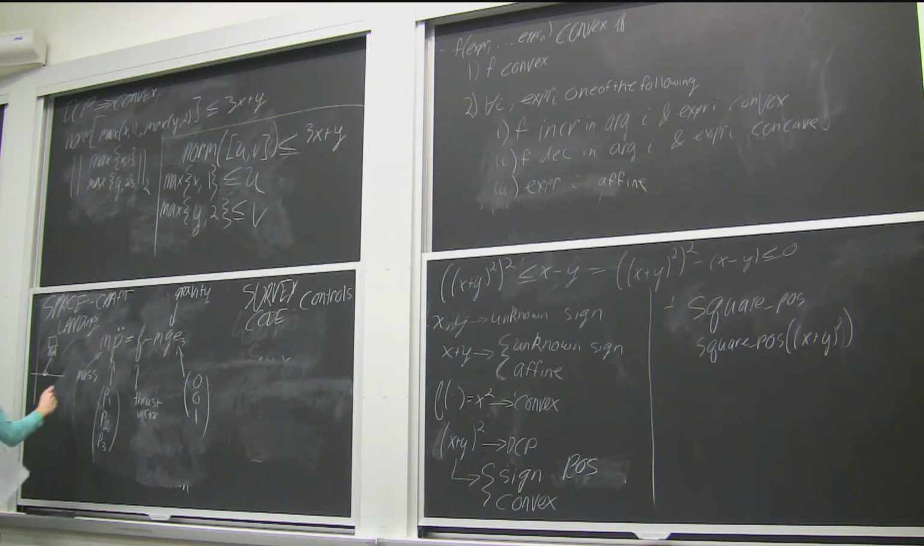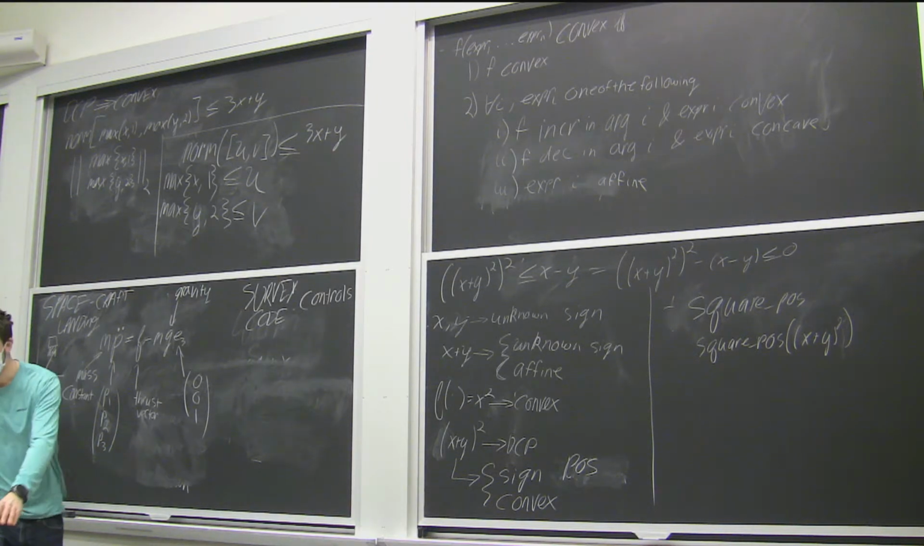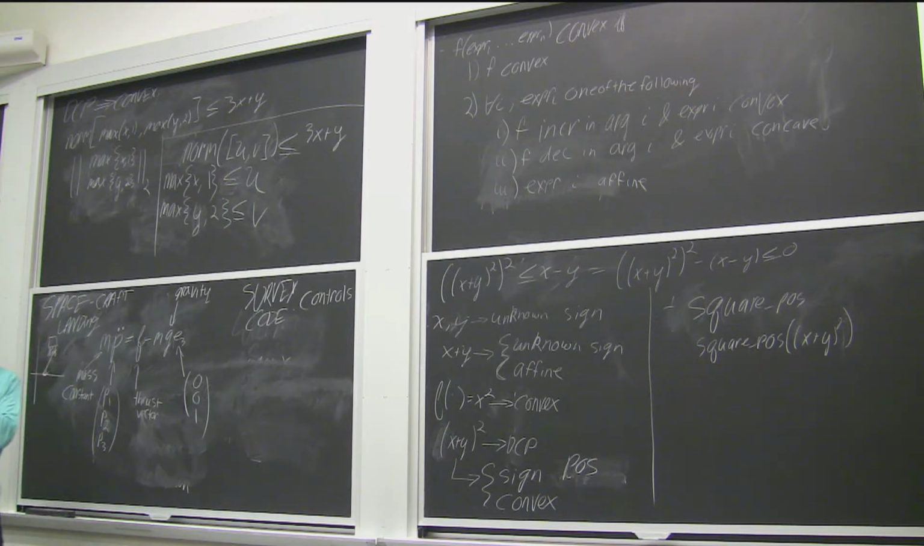We're going to assume this mass is constant for simplicity. Obviously, if you're trying to land a rocket, you're using a lot of fuel and your mass is going to be changing. That is something that you can include in the problem, but we're not going to because it kind of just obfuscates things a little bit.